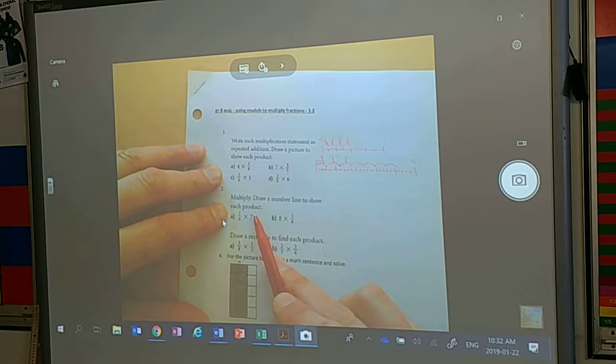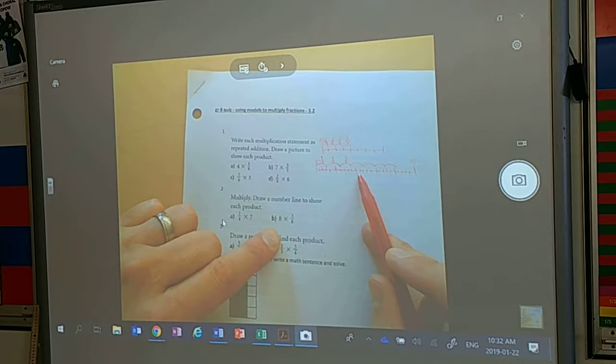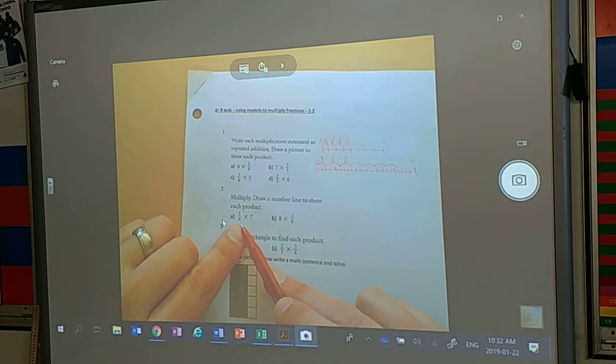Multiply, draw a number line to show each product. It's exactly what we were just doing up here. Once again, I just have to make a number line that has the quarters, and I just have to jump them so many times.